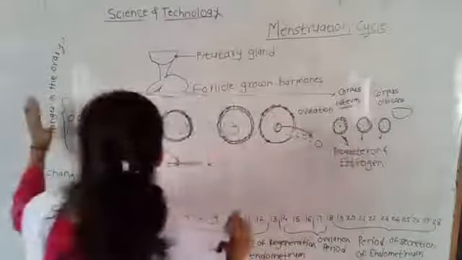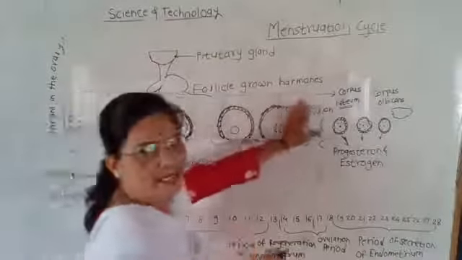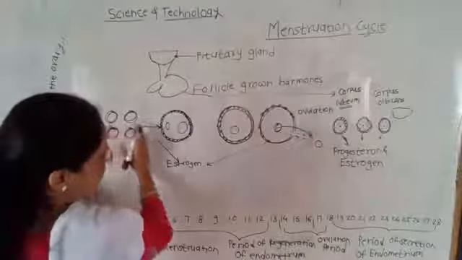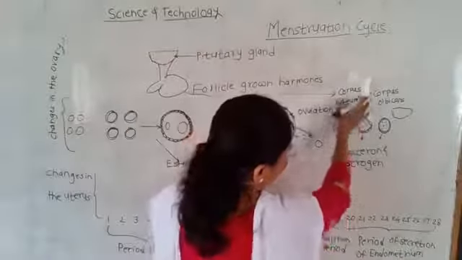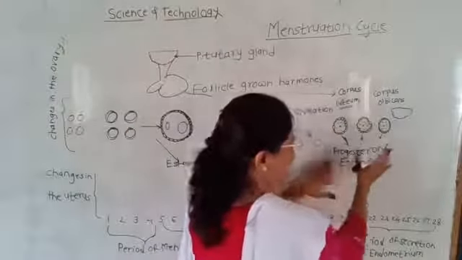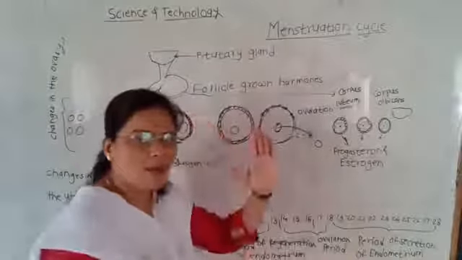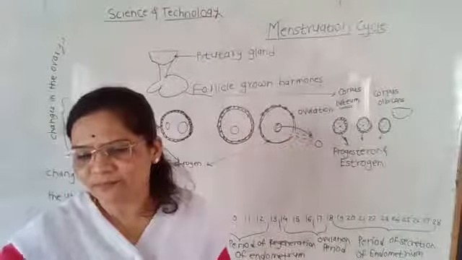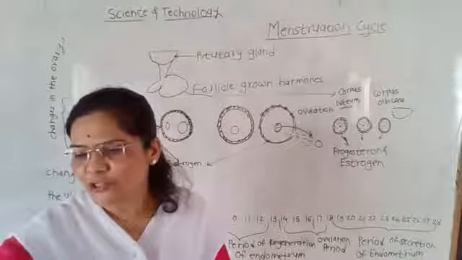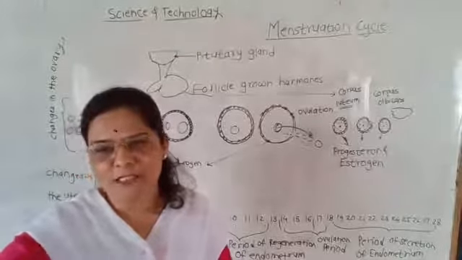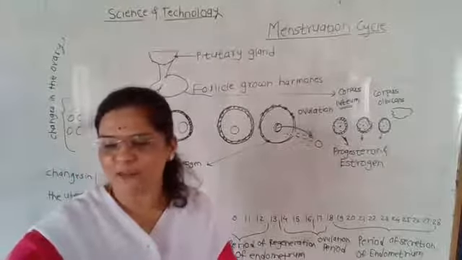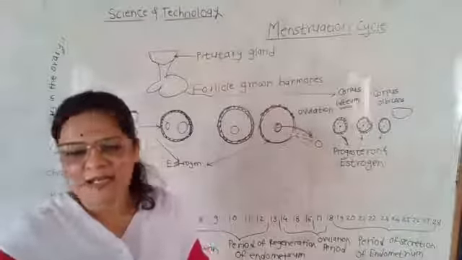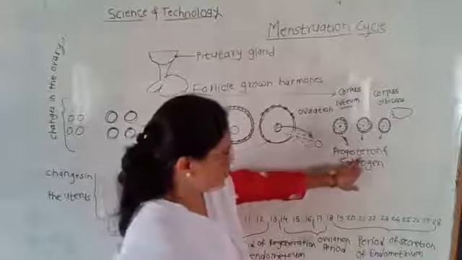Corpus luteum. See, in this first diagrammatic representation I explained from the follicle up to the corpus luteum, up to the secretion of progesterone and estrogen. This is the upper part of the diagram. Then the remaining tissue of the burst follicle forms the corpus luteum, and the corpus luteum secretes progesterone, and the endometrial glands secrete their secretion under the effect of progesterone.